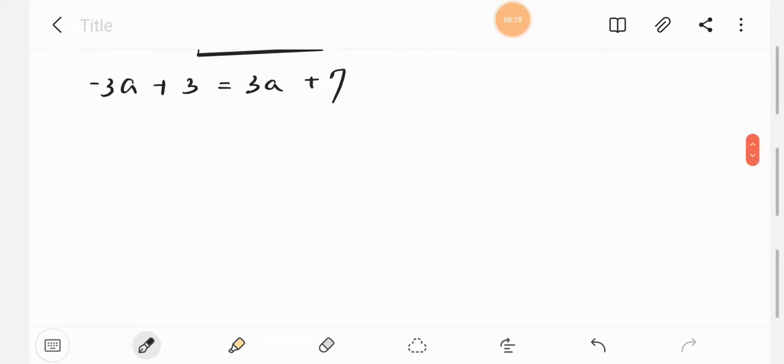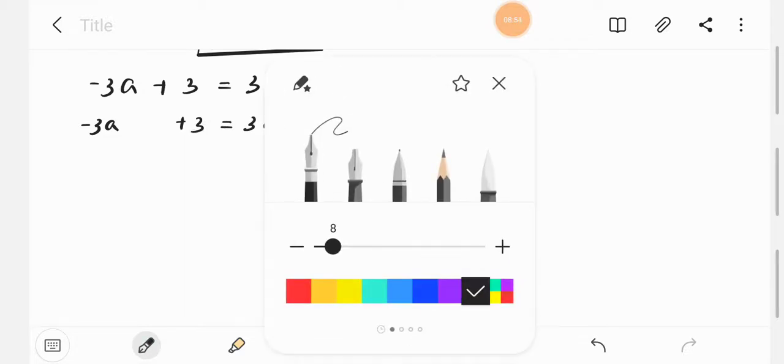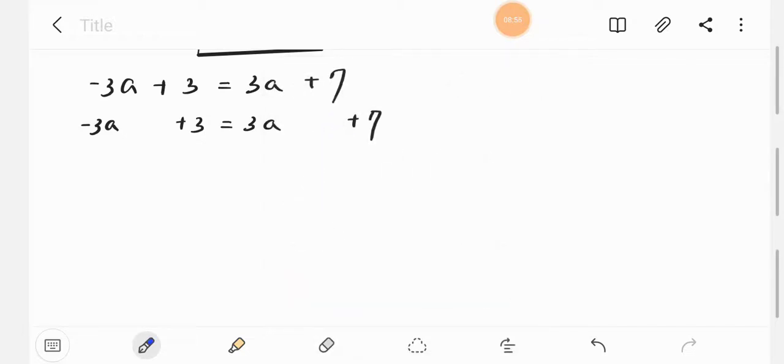Okay, now we have a variable term on the left side and another one on the right side. They are separated. So what we do is move 3a to the left, or you can move negative 3a from the left to the right. Doesn't matter. So let me write the equation again.